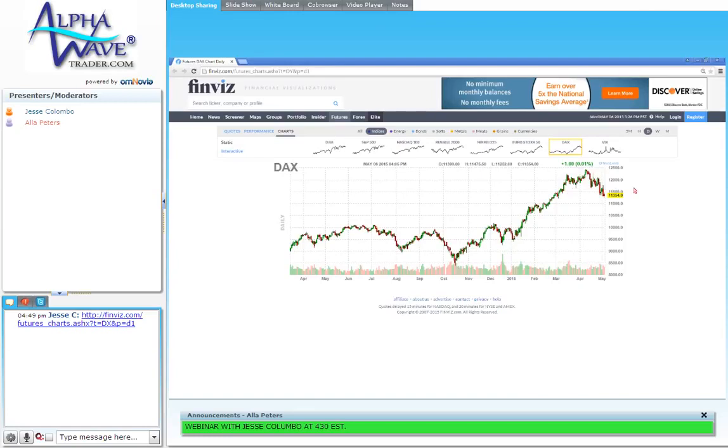It doesn't necessarily mean that this Euro QE induced surge is over. All it just means is that this is a pullback for now. I wouldn't want to be going long on a breakdown like that.